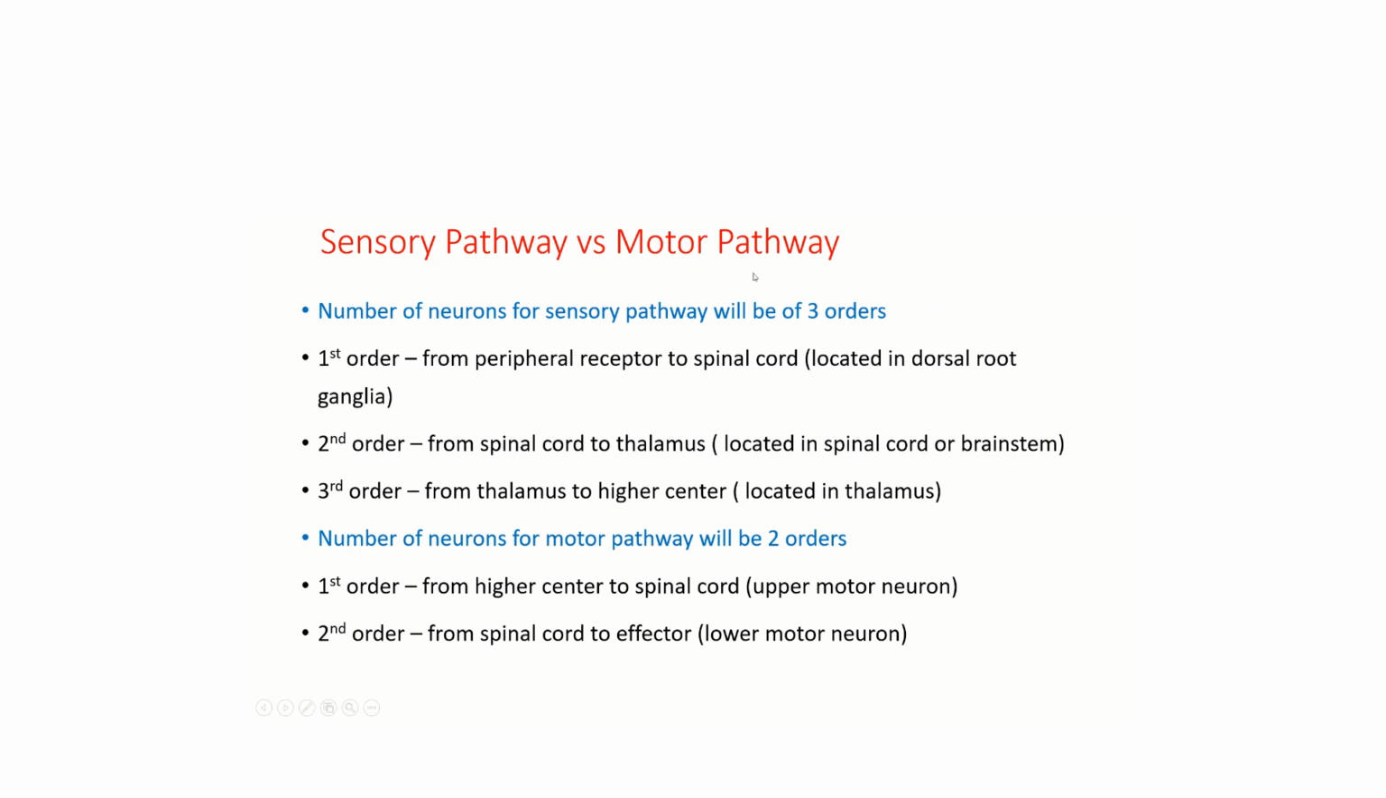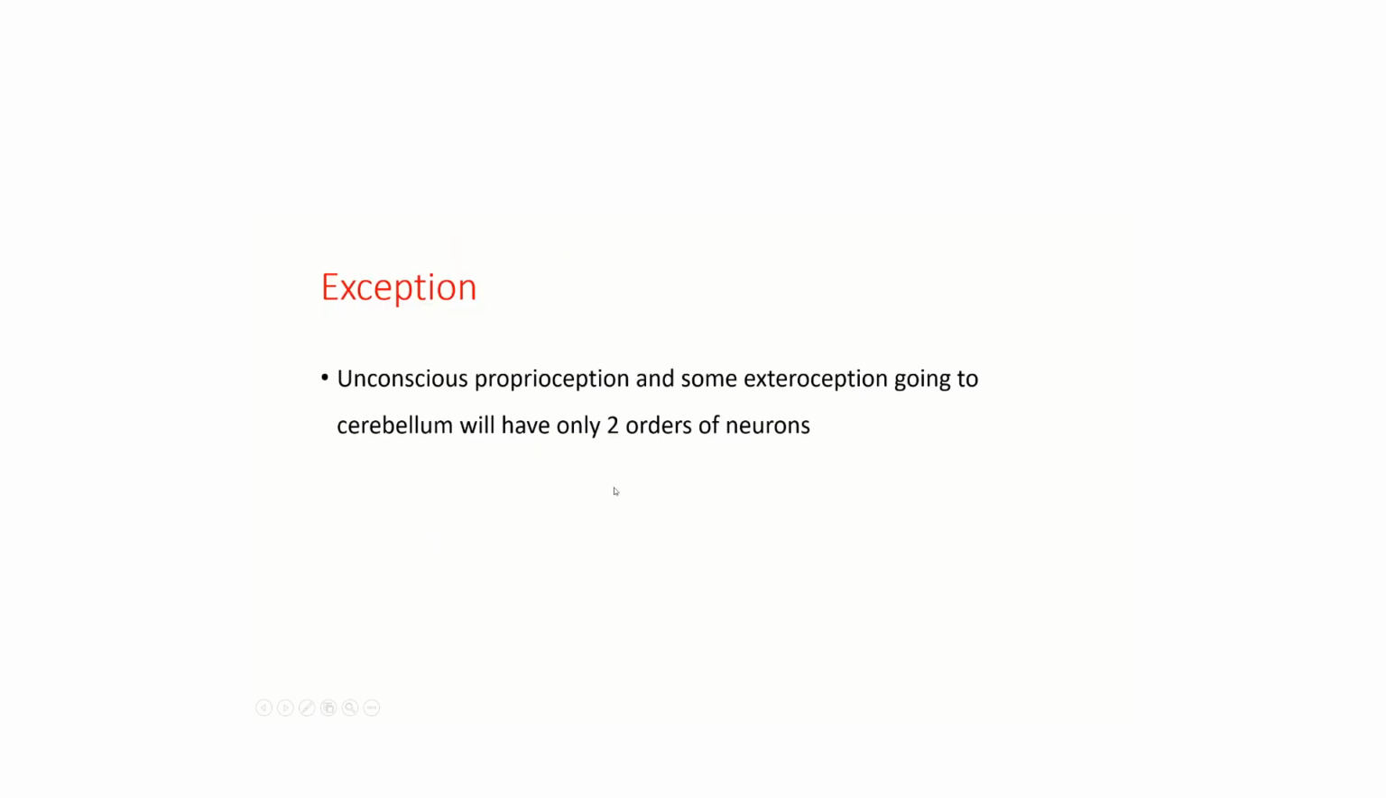If you see the sensory pathway versus the motor pathway, in the sensory pathway there are a minimum of three orders of neurons: first order, second order and third order. As you can see here, the first order neuron is from the peripheral receptor to the spinal cord, located in the dorsal root ganglia. The second order is from the spinal cord to the thalamus, located in the spinal cord or brainstem. The third order is from the thalamus to the higher center, located in the thalamus. The number of neurons for the motor pathway is two: one upper motor neuron and one lower motor neuron. The upper motor neuron is from the higher center to the spinal cord, whereas the lower motor neuron is from the spinal cord to the effector. There is an exception in the sensory pathway where there are only two orders of neurons, that is for unconscious proprioception, none other than the spinocerebellar tracts.